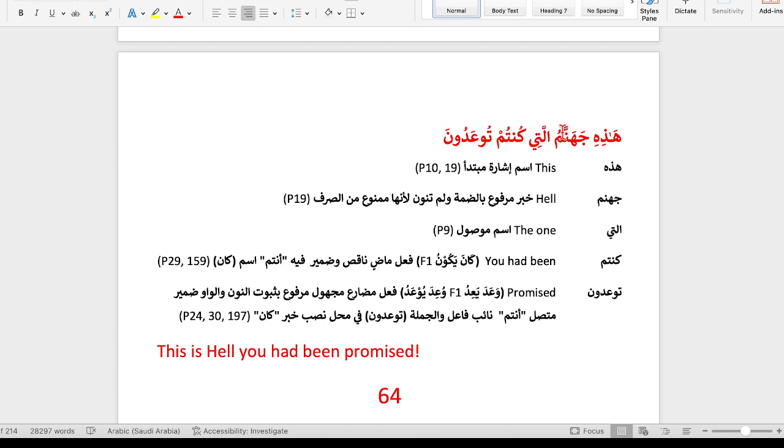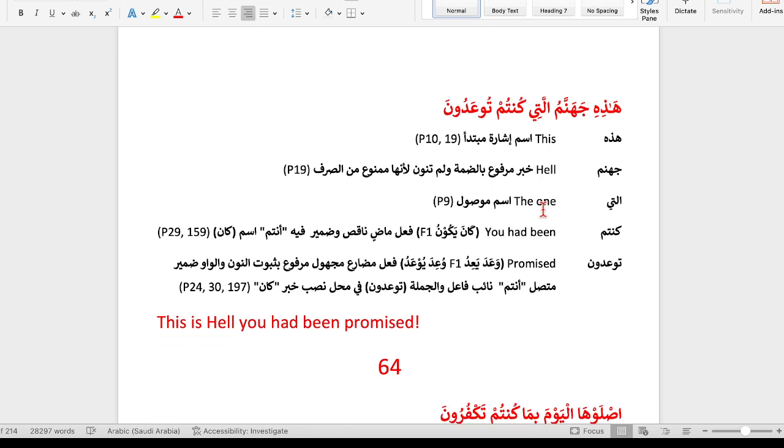So jahannam is khabar marfu, and it has a rafa bid-dhamma, this dhamma sign. So this is a complete sentence, mubtada and khabar: hazihi jahannam, this is hell. Allati, again ism masul, is not allazi, it is allati, because jahannam is feminine, the one that is being described.